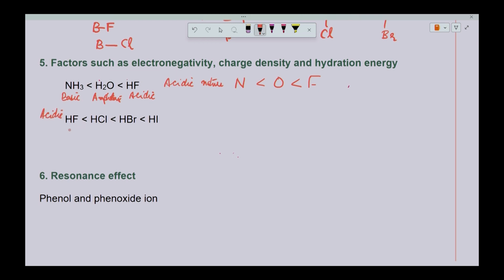Okay. HF has got the least acidic nature while HI got the highest one. Now why is it so? This is because the electronegativity is not the factor. Here we have to consider the charge density and hydration energy.